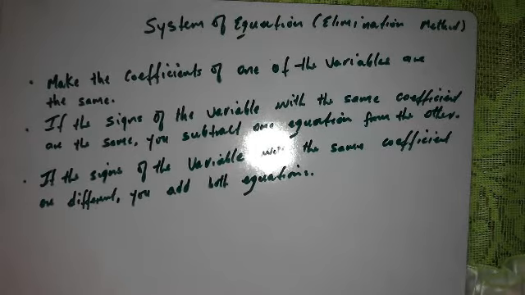If the signs of the variable with the same coefficient are the same, you subtract one equation from the other. So if you have 2x in one equation and 2x in the other equation, since they're both positive, you subtract one equation from the other to get rid of the x. And finally, if the signs of the variable with the same coefficient are different, you add both equations. So if in one equation you have x, and in the other equation you have negative x, those two signs are different, so you add both equations.